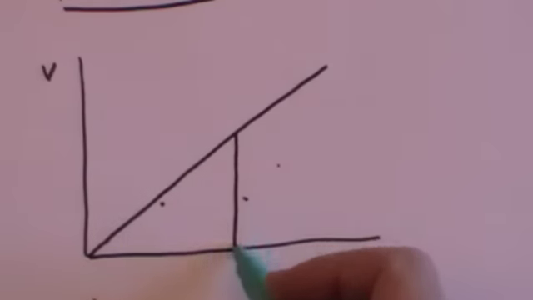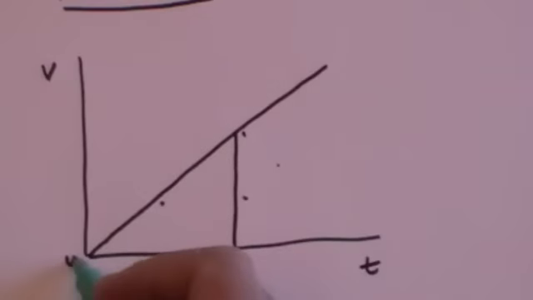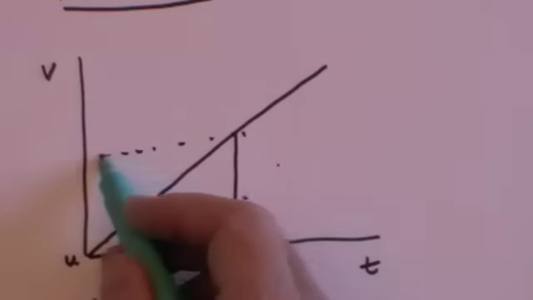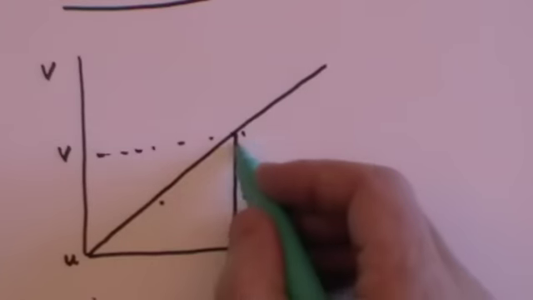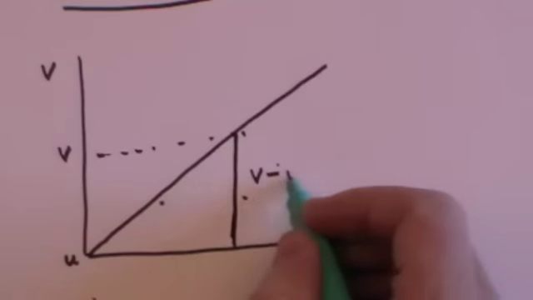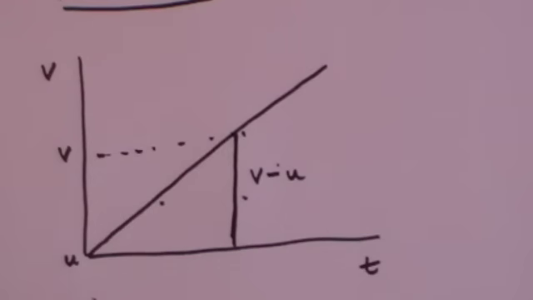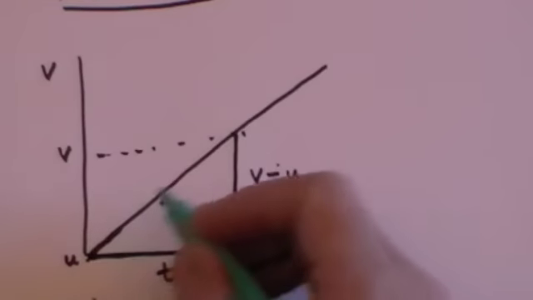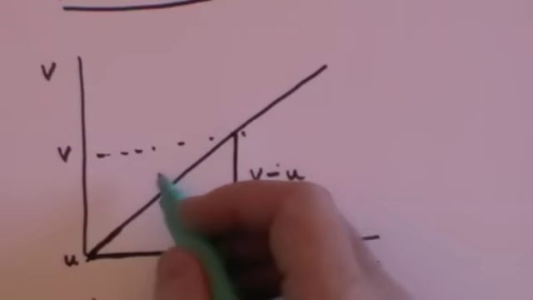If I draw a line down here, and we call this u and we call this v, then this line here is v minus u. In other words, it's the difference between v and u. This line along here is measuring time. Change of velocity divided by time is acceleration. So the slope of this line is acceleration.